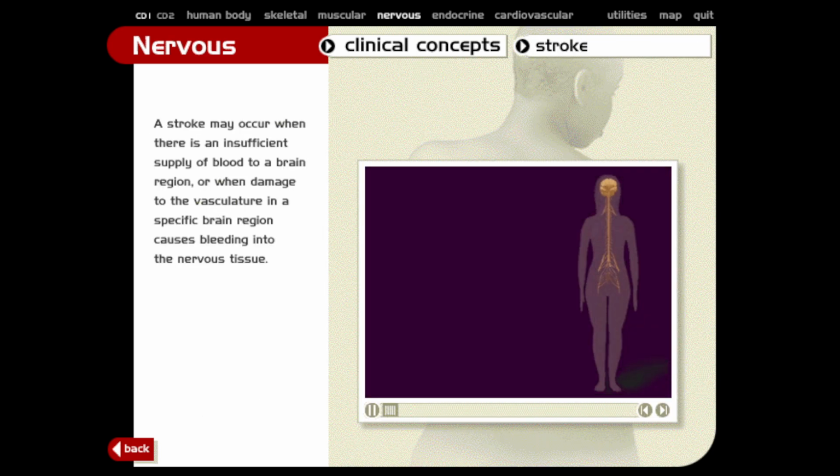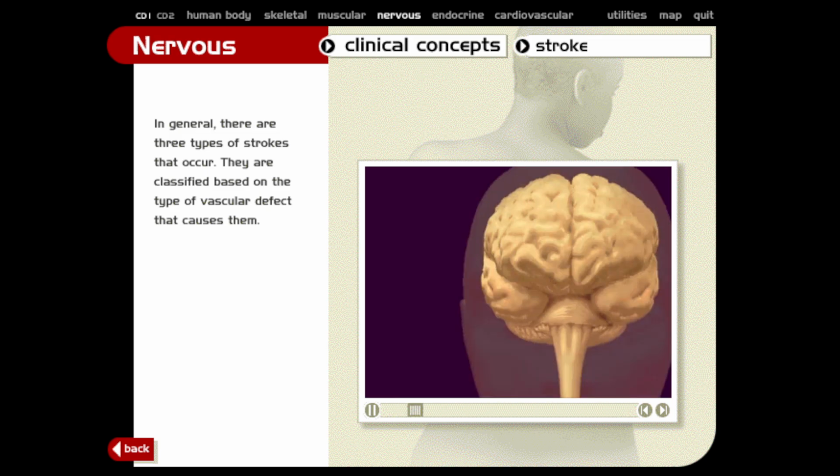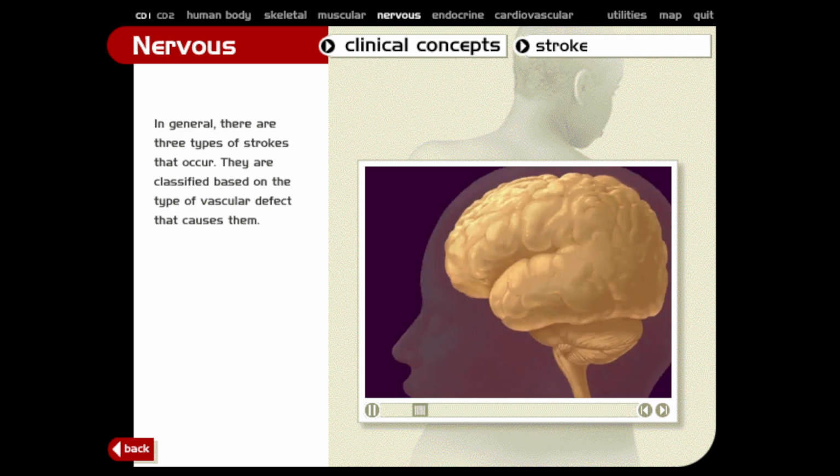A stroke may occur when there is an insufficient supply of blood to a brain region, or when damage to the vasculature in a specific brain region causes bleeding into the nervous tissue. In general, there are three types of strokes that occur. They are classified based on the type of vascular defect that causes them.